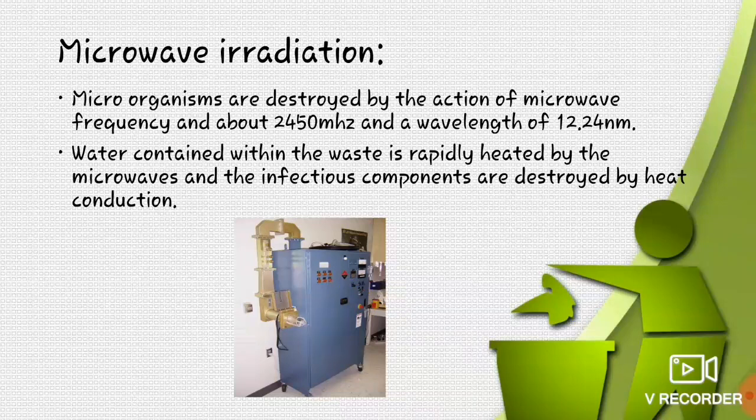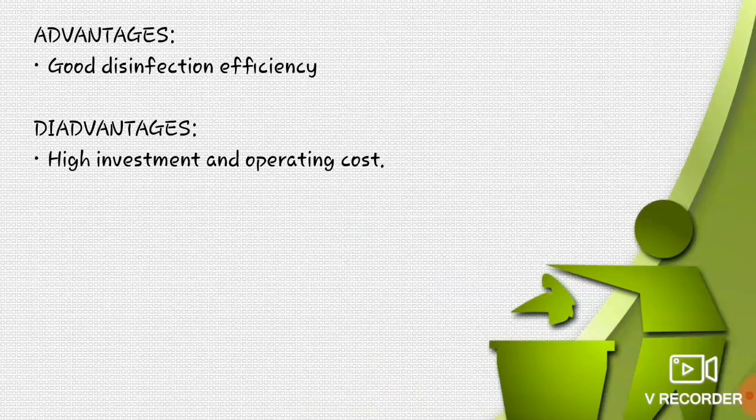The materials are put in this, and there is a microwave frequency which passes at about 2450 MHz, which heats the water inside the container rapidly, and then the infectious components are destroyed during this heat. This is how the microwave irradiation works. So the advantage is good disinfection efficiency. The disadvantage is high investment and operating cost.